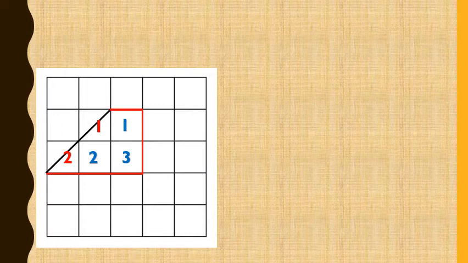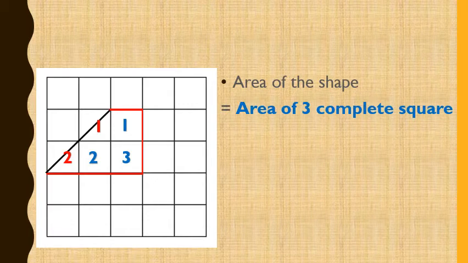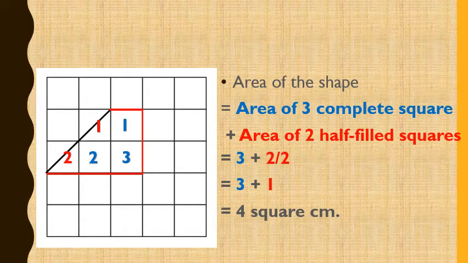So area of the given shape is area of 3 complete squares plus area of 2 half-filled squares, that is 3 plus 2 divided by 2 equals 3 plus 1. Since 2 half-filled squares make 1 full square, 3 plus 1 is 4 square centimeter. So the area of this shape is also 4 square centimeter.